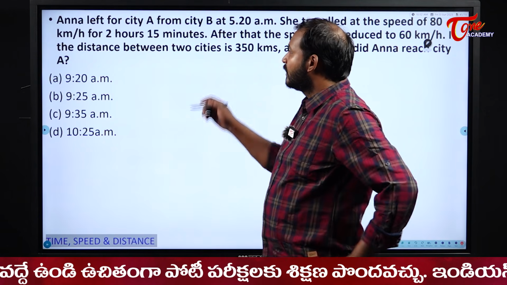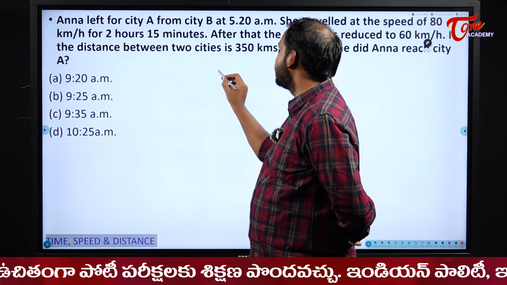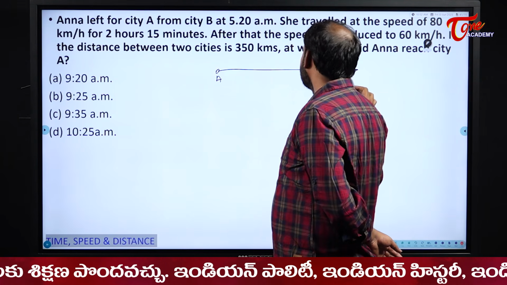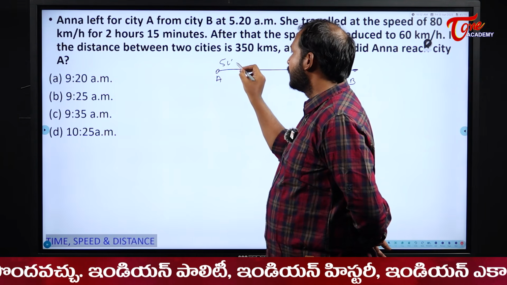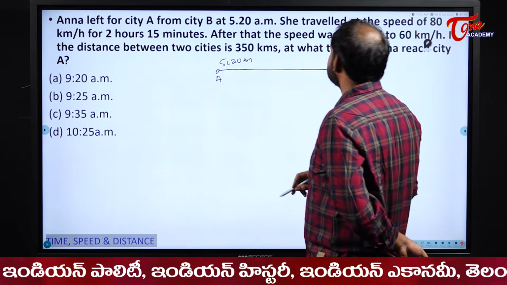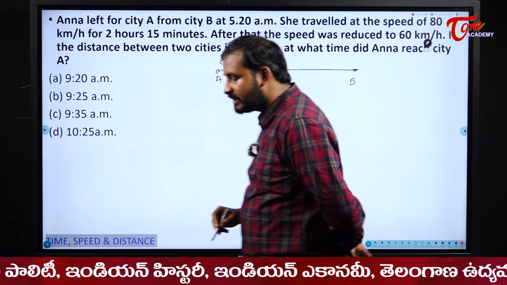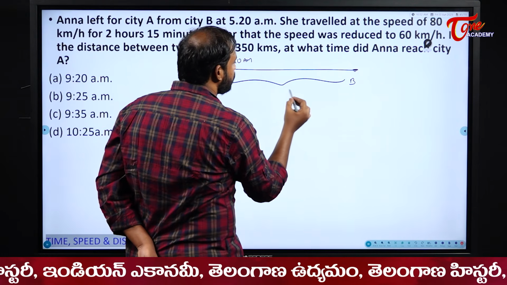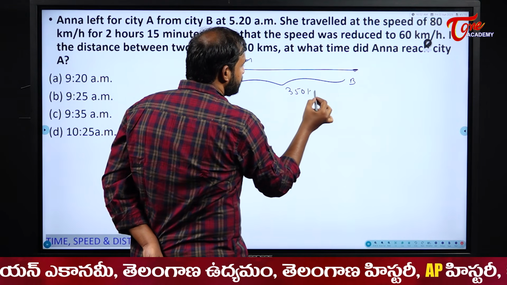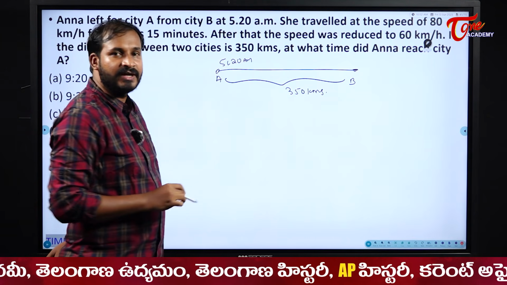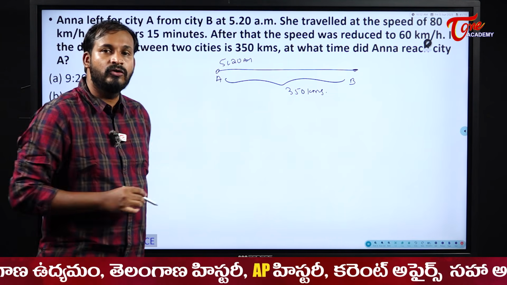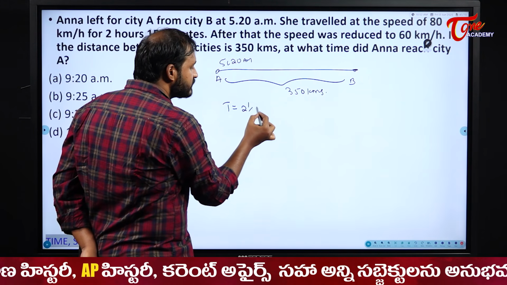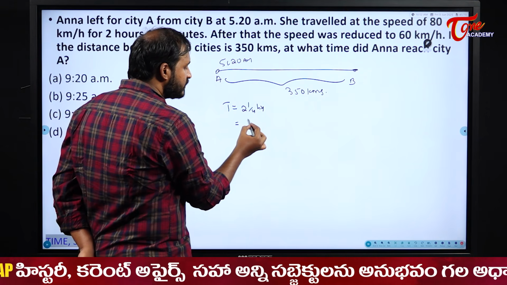Simple question. Now see here, Anna left city A to city B, right? At what time she left? At 5:20 a.m. She travelled at the speed of 80 km/h for 2 hours 15 minutes. And they have given us the distance between these two positions: 350 kilometers. 2 hours 15 minutes means what, students? Can I write that as 2 1/4 hours? Yes, I can write it.